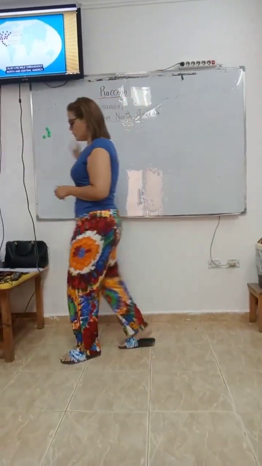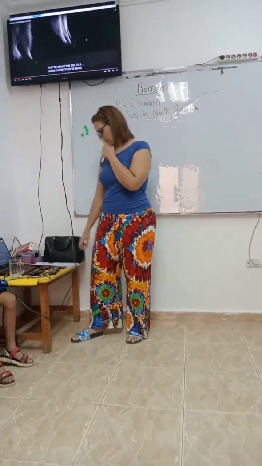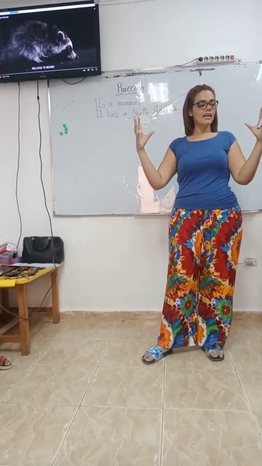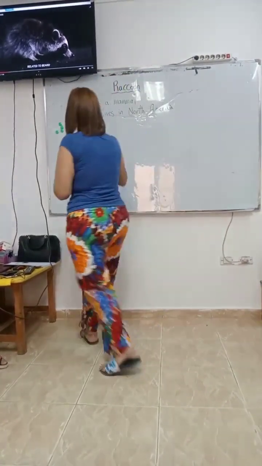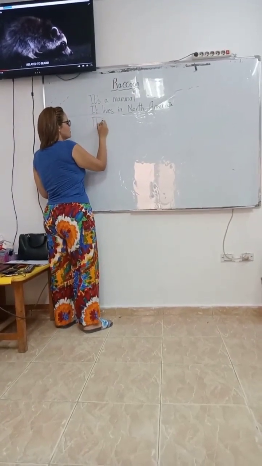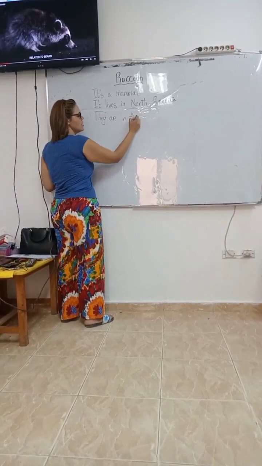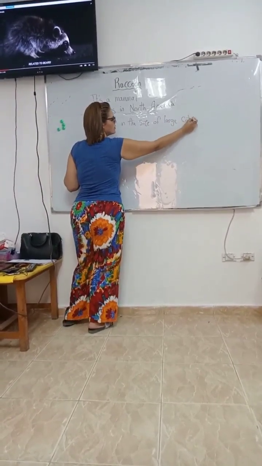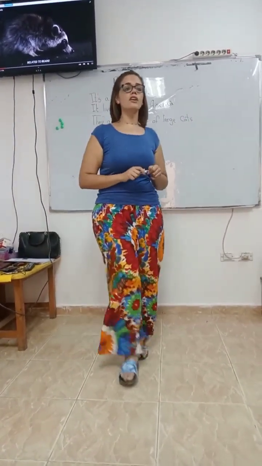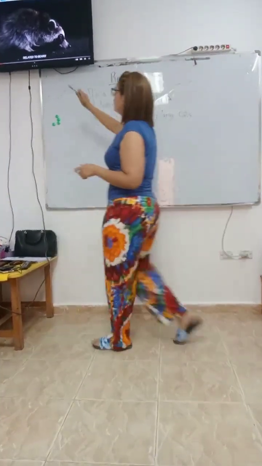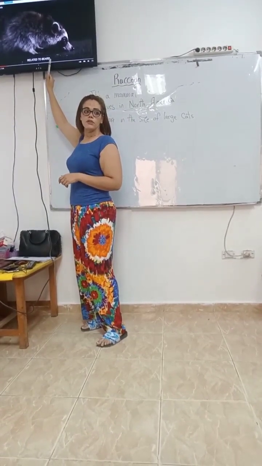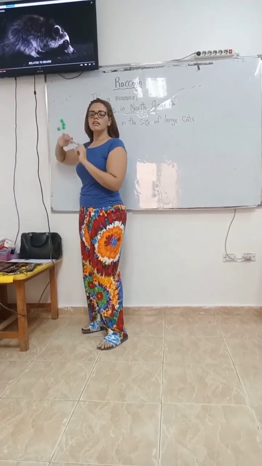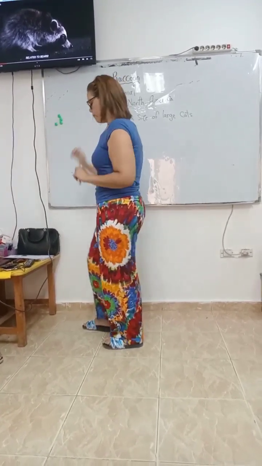Number two, after we know that it lives in North America: they are the size of a large cat. So what is the size of the raccoon? Large cat. So they are the size of large cats. Great job. They are the size of a large cat and they are related to the bear group, like the bear, the panda, and so on. It's the same category or the same group.